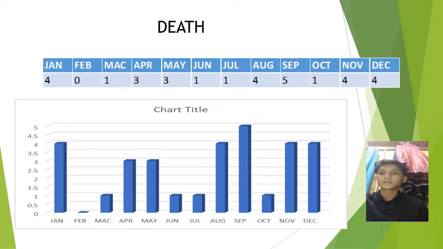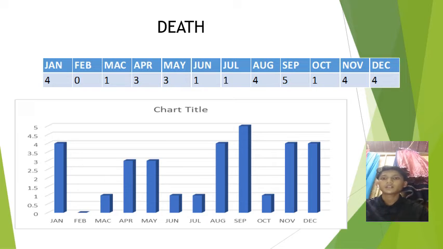Then in September, it increased from 4 to 5. But then after in October, it's bearish from 5 to 1. And in November and December, it increased from 1 to 4.